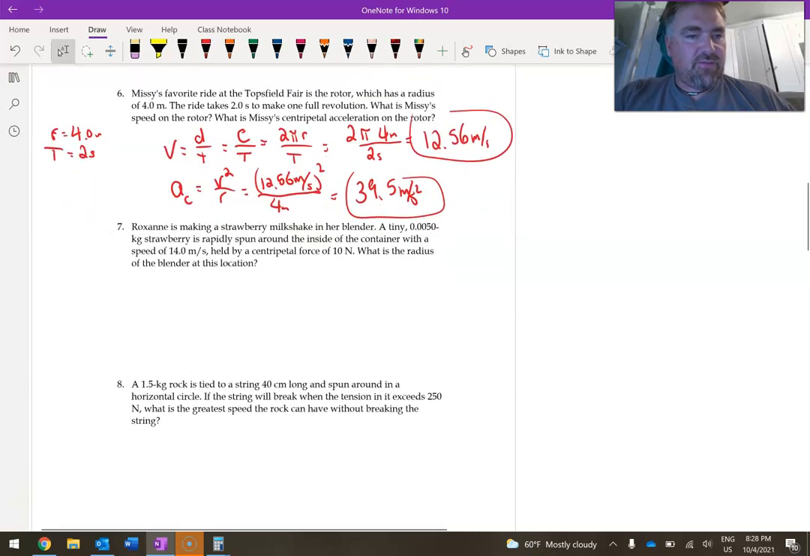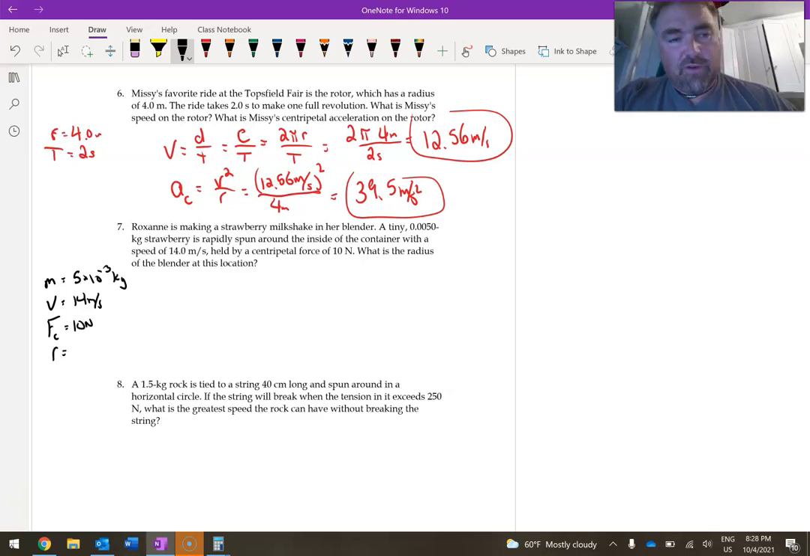All right, number 7, Roxanne is making a strawberry milkshake in her blender. A tiny 0.005 kilogram strawberry, so pretty darn tiny. So you have a mass of 5 times 10 to the negative third kilograms. Now you can leave it as 0.005, that's perfectly fine. And it's contained with a speed of 14 meters per second, held on by a centripetal force of 10 newtons. So we know the centripetal force is 10 newtons. What's the radius? We're looking for the radius here.